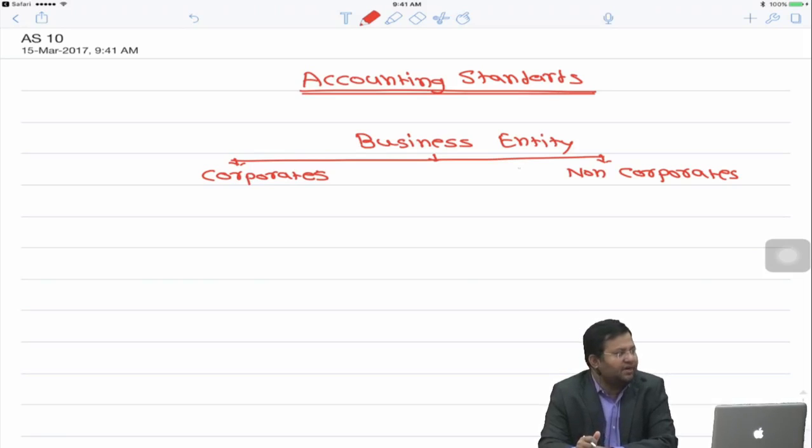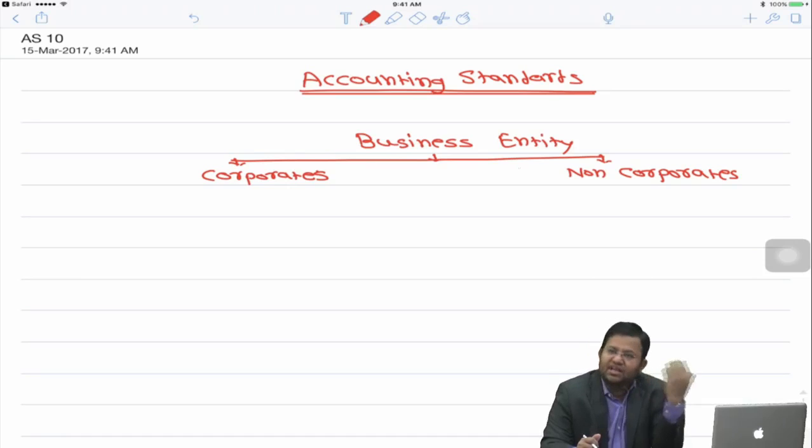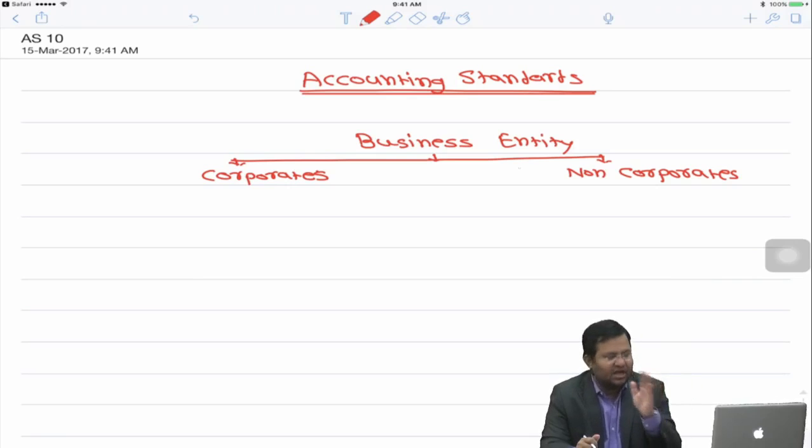There is a body that the Government of India has formed called the National Advisory Committee on Accounting Standards, NACAS. Within ICAI, there is a body called the Accounting Standards Board, which issues the standards. Within the Government of India, there is a body called NACAS. ICAI's representatives are there on the National Advisory Committee on Accounting Standards also. But as on date, there are differences between accounting standards issued by the institute, which are for non-corporate entities, and accounting standards which are issued by the Government of India for corporate entities.